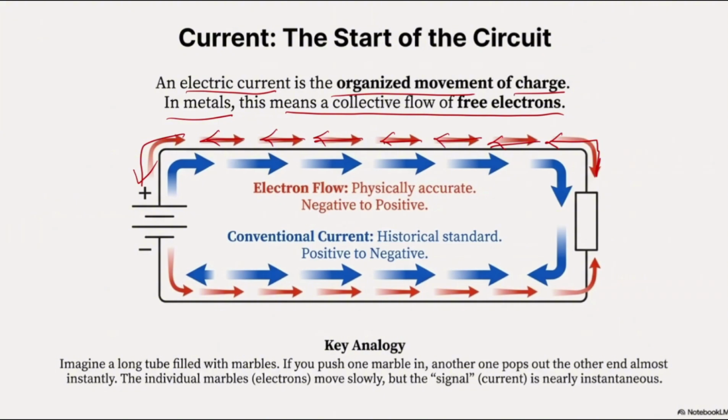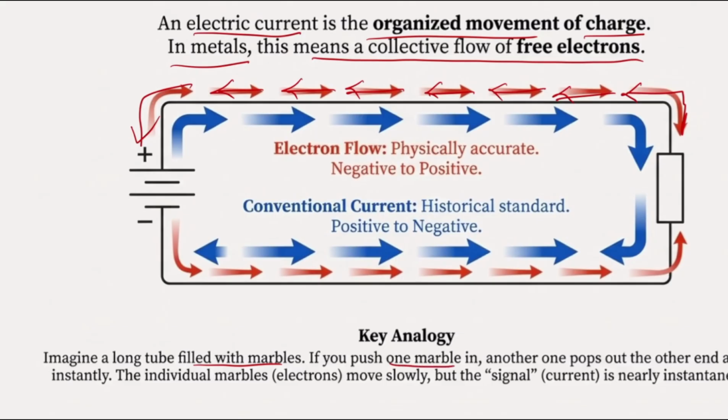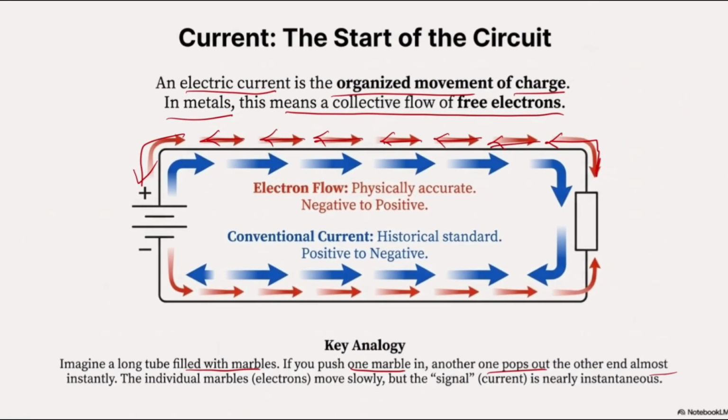The key analogy here is to imagine that you have a long tube filled with marbles. If you push one marble in, another one pops out, right? And another one, and it happens almost instantly. The individual marbles are the electrons. They move slowly, but the signal is so fast. It's just like light itself.